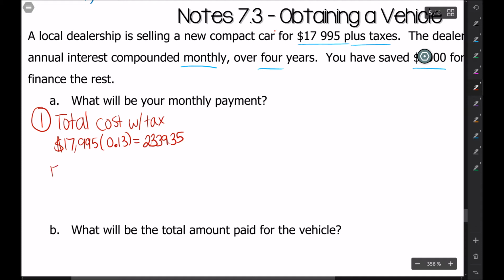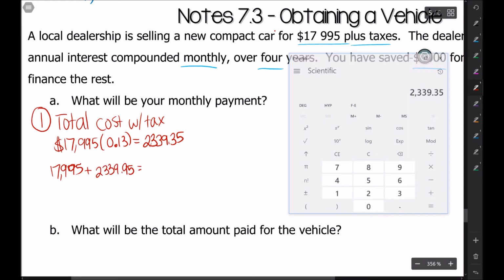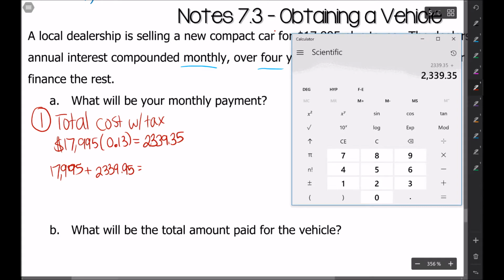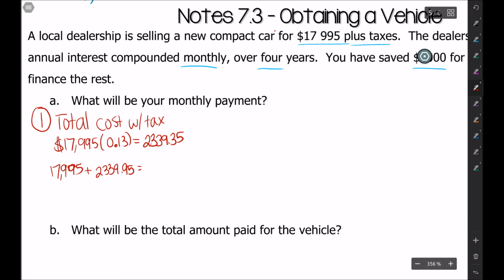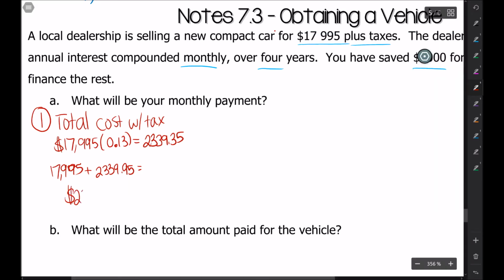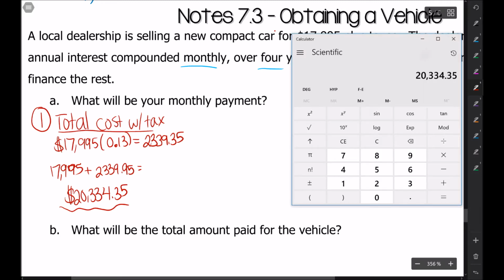That's added on, so it's $17,995 plus $2,339.35. So when I add those together, we know that the total amount of money that you're going to have to pay for the car is $20,334.35. So this is how much you're going to have to pay, the total cost with tax. Okay?